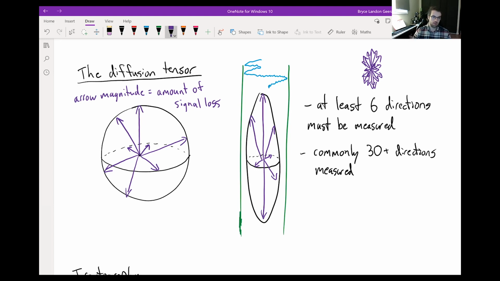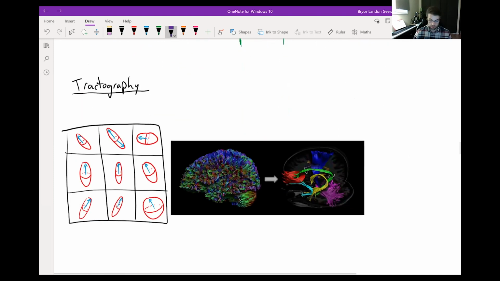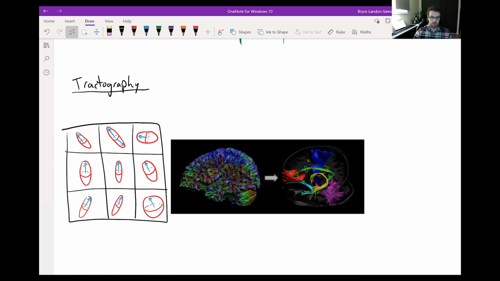You need to collect more information to more accurately model those scenarios. And the last thing on tractography and diffusion tensor imaging is all these images that you see of the brain that are kind of these actual tracts of fibers that are connecting one region to another.